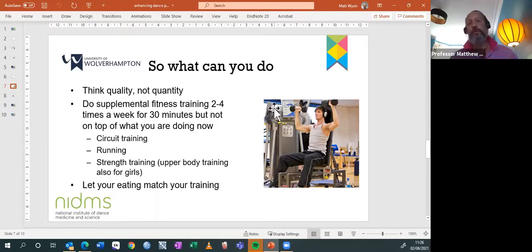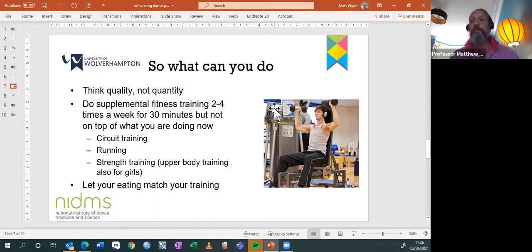But also we don't know how strong a dancer needs to be. This is the important thing. We don't know how fit a dancer needs to be either. We're making guesses at the moment. So at the moment, I don't think we need to be that much fitter, but we'll talk about that in a tick.